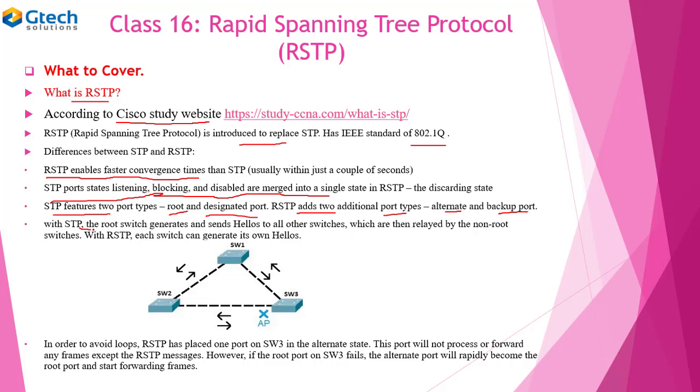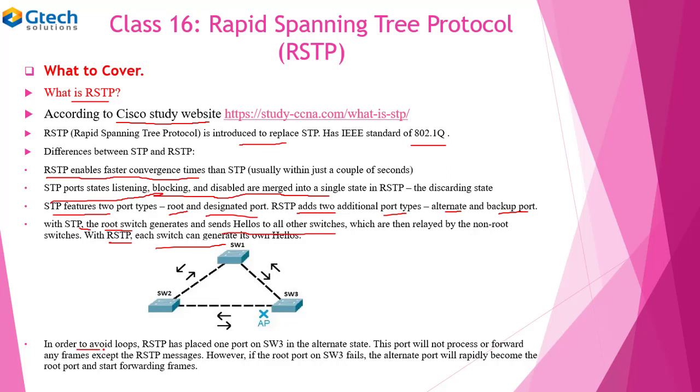With STP, the root switch generates and sends hellos to all other switches, right? While in RSTP, each switch generates its own hello frames, okay, right? So let's understand this diagram. Remember, the concept of spanning tree protocol and rapid spanning tree protocol is to prevent loops in the network, okay?